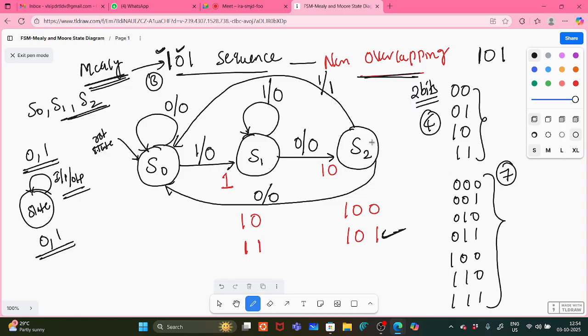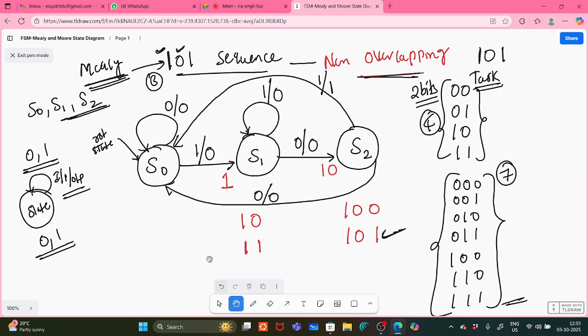So draw the Mealy non-overlapping diagrams for these 4 cases, and parallelly take 101 as reference and draw these 7 cases. I'm expecting you to show these diagrams in the next class, okay. Take this as a task. You can show it on Monday also. So this is about the 101 sequence.